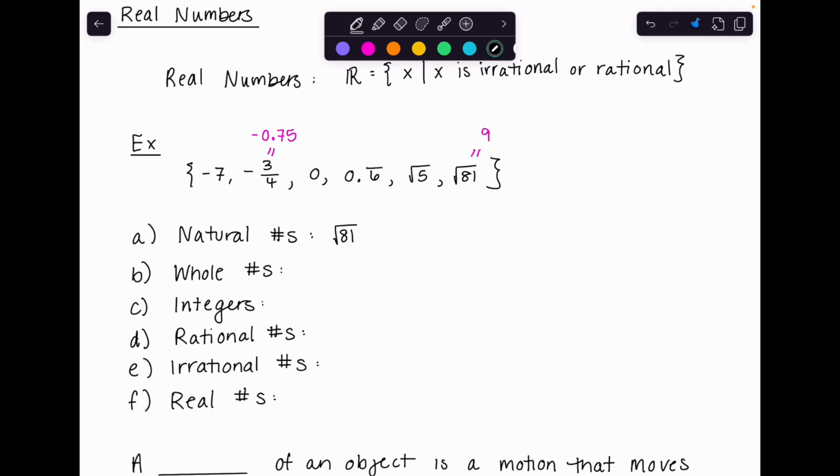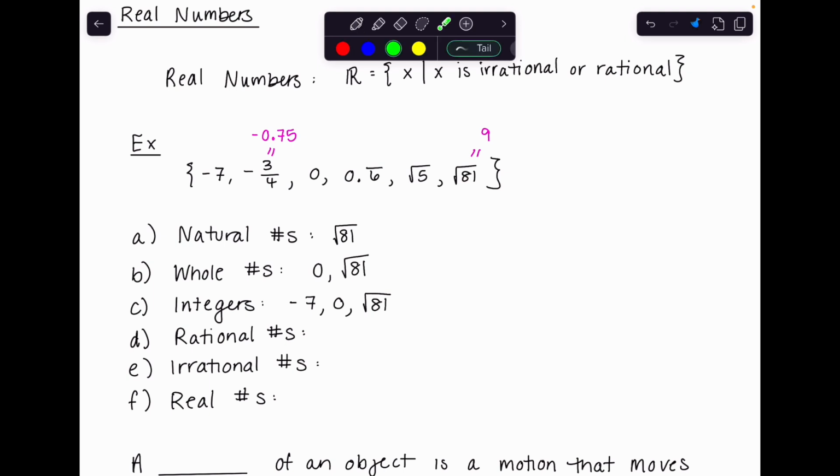Moving on to my whole numbers from this grouping. Well, all of my natural numbers are whole numbers, and that's going to also include the number 0. So 0 and √81 are my whole numbers. Bumping it up to integers, all of these are integers as well, but now we can include negative values. So I can throw -7 into this list. So these are my 3 integers.